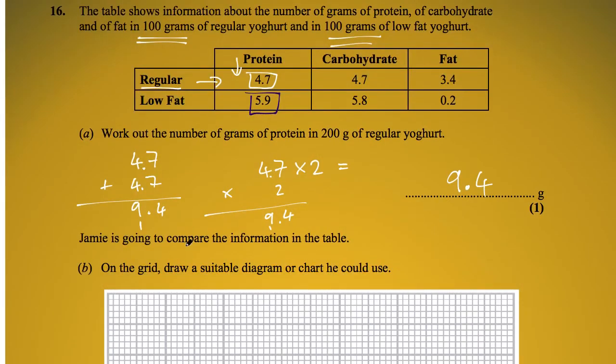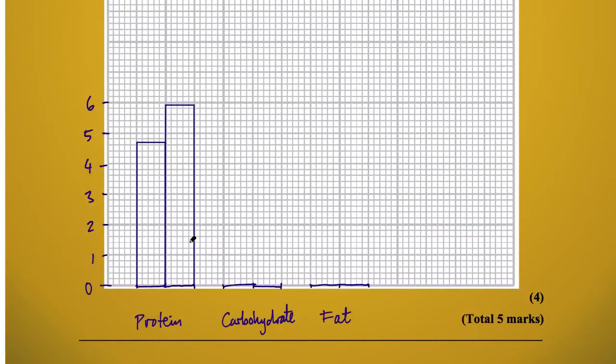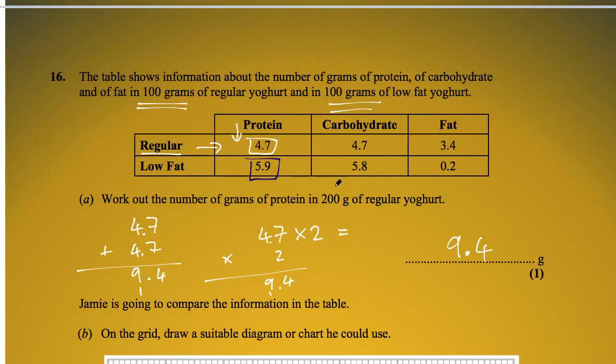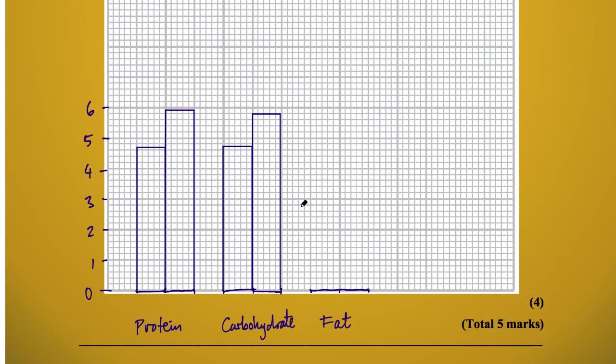Carbohydrate, 4.7 and 5.8. 4.7 is easy enough, same as before. 5.8 instead of 5.9, so important to get that difference to make sure the graph is accurate. This is worth 4 marks, this chart. And fat is 3.4 and 0.2. 3.2, 3.4. 0.2 is just that.